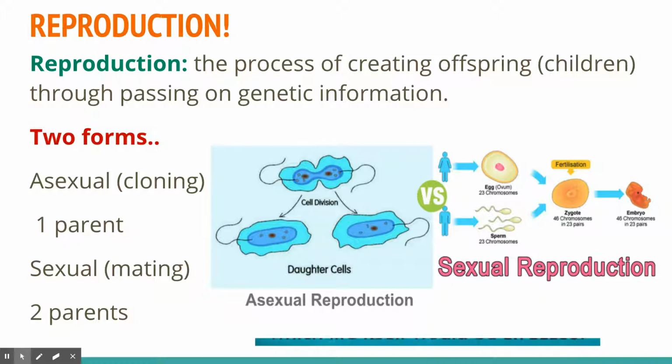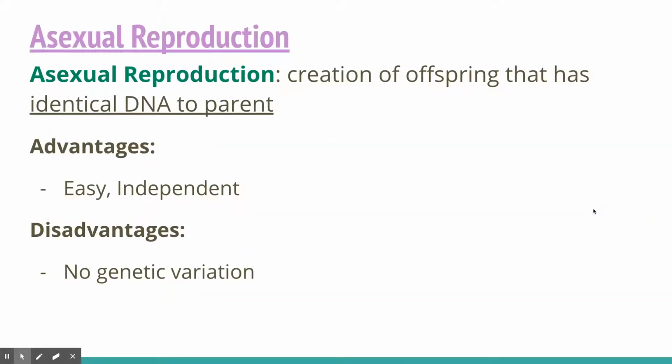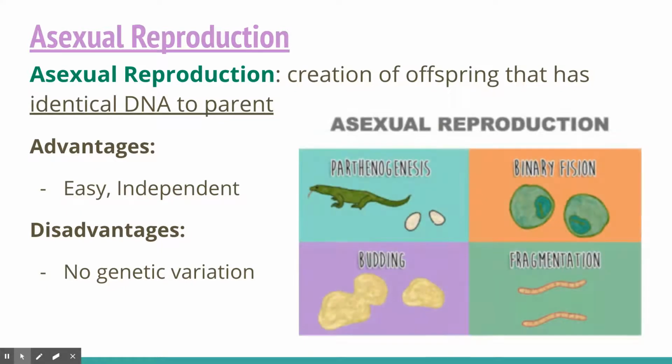Okay. So asexual, you create daughter cells with just that one parent with cell division. And then sexual, you will have the sperm and the egg, all that whatnot. So asexual reproduction is basically like cloning. You create an offspring that has identical DNA to the parent. Advantages is it's easy, it's independent. Disadvantage is there's no genetic variation. Very, very little.